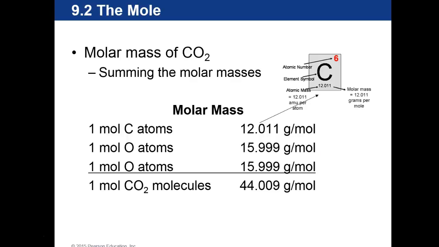So let's look at the molar mass of this whole shebang. Summing the molar mass. So here's what we do. We know in CO2 we've got 1 mole of carbon atoms, 12.011 grams per mole. We know that up here because I taught you that earlier, right? If you look at oxygen on your periodic table, 1 mole is 15.999. And if you look at another mole of oxygen, it's the same as the first mole, right? Because we got 2 of them. It's another 15.999. 1 mole of carbon dioxide molecules weighs 44.009 grams.